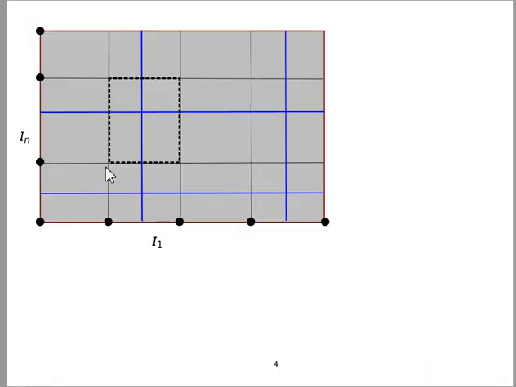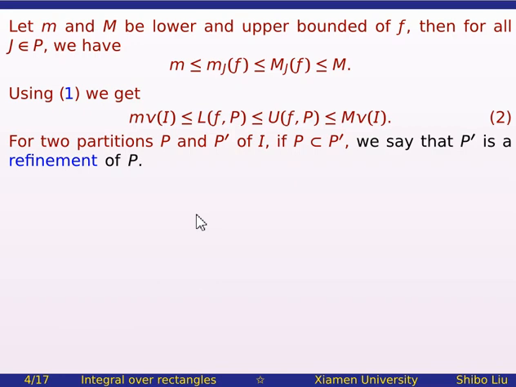P is a subset of P prime means that the subrectangle with respect to the partition P prime is contained in some rectangle of P. For example, the lower left rectangle is a subrectangle of P prime, which is contained in this rectangle, that is this one. So this is the relation of these two rectangles. In this case, we say that P prime is a refinement of P. If all the points of P are contained in P prime, you divide the rectangle I into more small subrectangles, and all of them are contained in a subrectangle of the partition P. So P prime is the refinement.